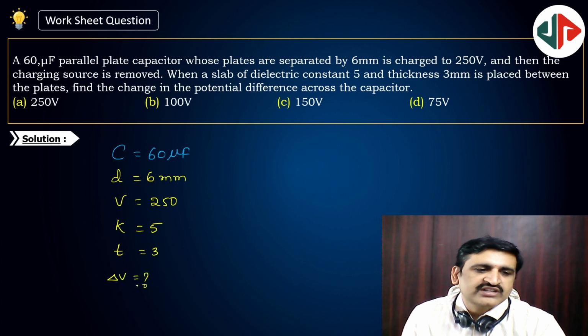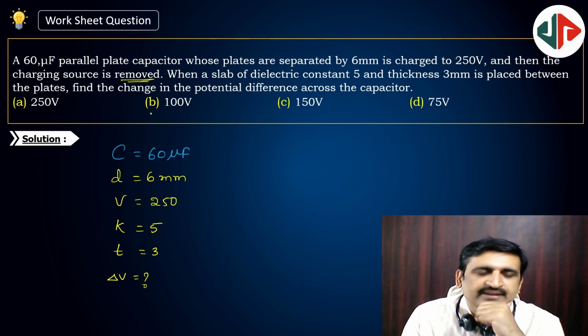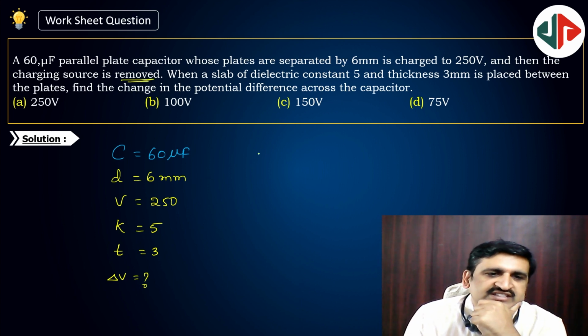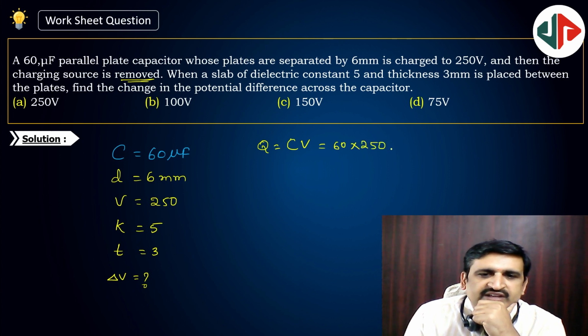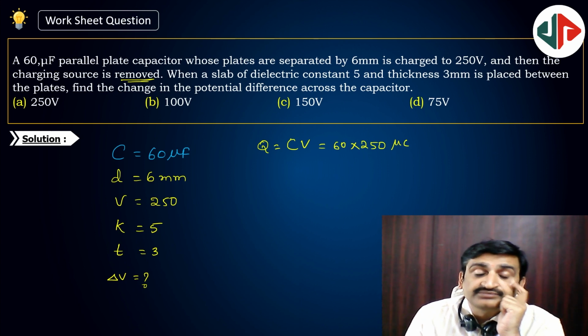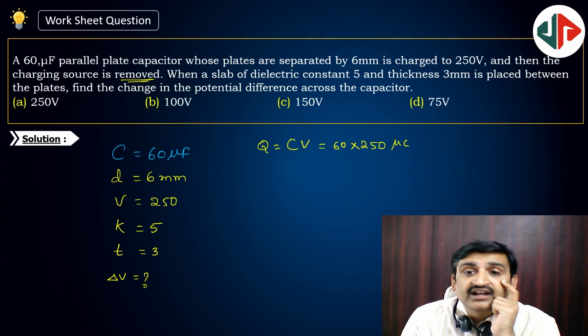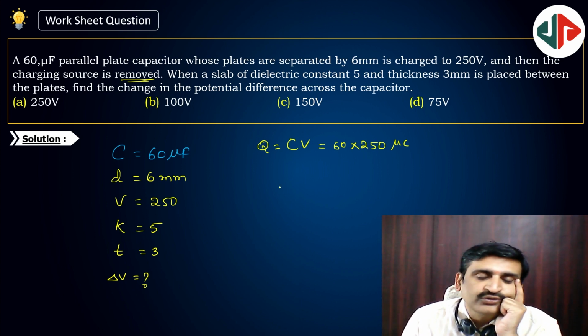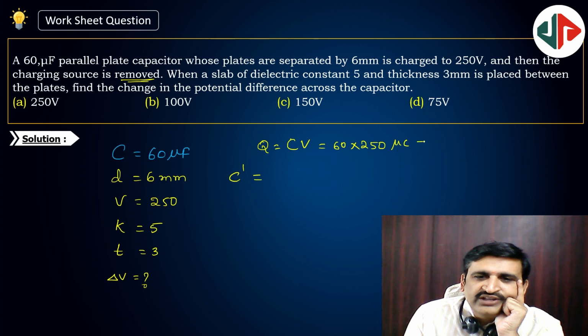Change in the potential difference. Okay, charging battery is removed, right? So first, initially, what is the charge Q? Charge Q is equal to CV, C value 60 into V value 250. This is in microcoulomb, the initial charge. Charge remains unaltered even on putting the dielectric and changing the distance, whatever you do. Next, the new capacity.